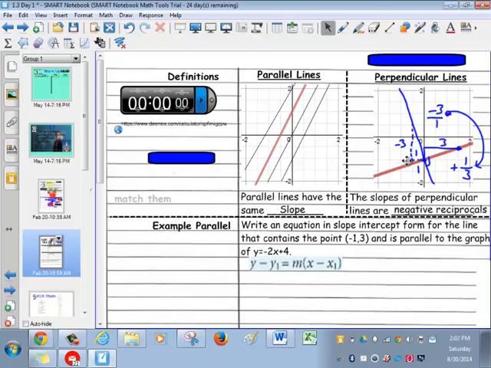We're going to use this idea for perpendicular lines, the slope here, and parallel lines to solve 2 example problems.